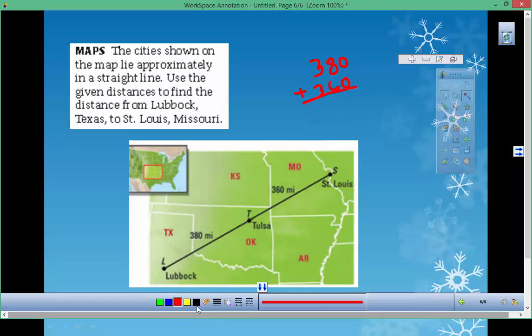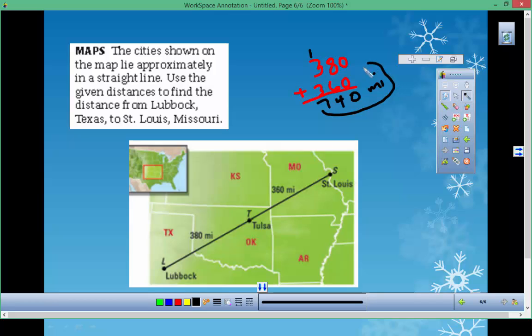Now that's kind of hideous. I'm going to change colors. So what do we get? 14, carry the 1, 740. And the total distance would be in miles, right? 740 miles. That was a pretty bad circle. There we go, that's better. 740 miles. So that's what the segment addition postulate says. It's pretty easy. Sometimes though we have algebra problems, so it won't always be that easy.